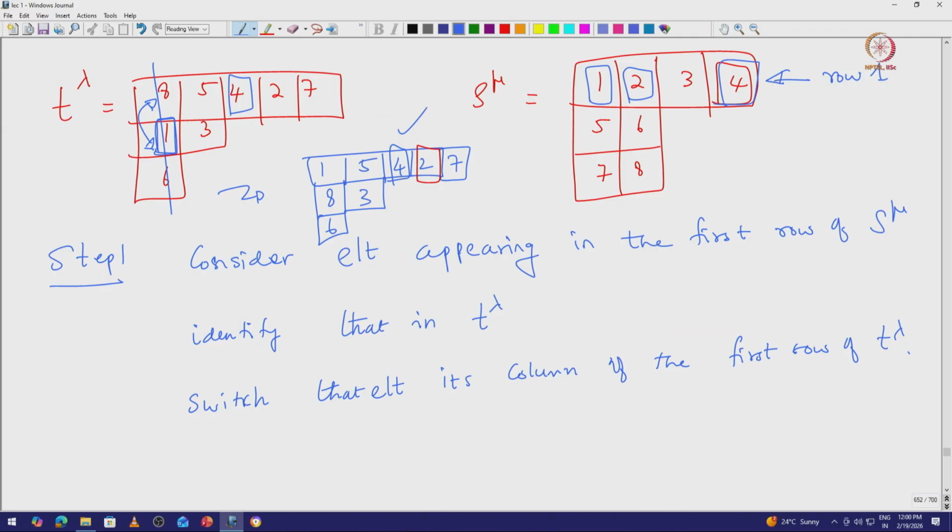And if we choose an element, let us say this 3, this 3 is not appearing in the first row. So, what we do is identify the column in which that 3 appears in T lambda, and then switch that with the first row element in that column. So, that means this 5 and 3 should be switched. So, you obtain this resulting tableau that you call T1 lambda.